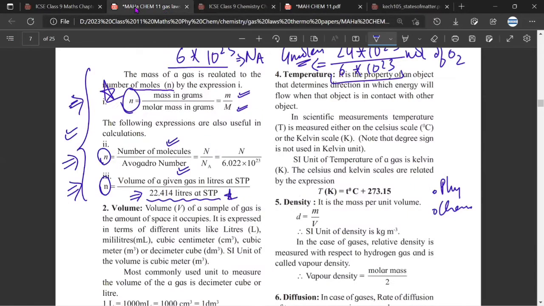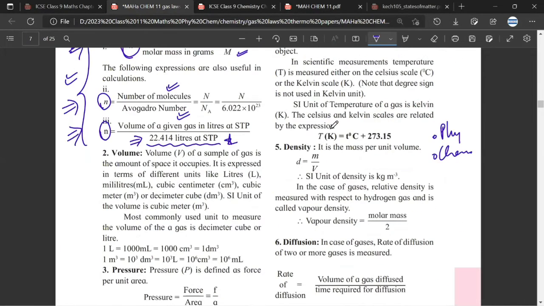Okay. So this is about the mass. Then we come to the volume, and this is the conversion. And what I always recommend to students is 1 liter is equal to 1 decimeter cube. 1 milliliter is equal to 1 centimeter cube. These are the basic definitions that they need to remember. Are we clear till here?